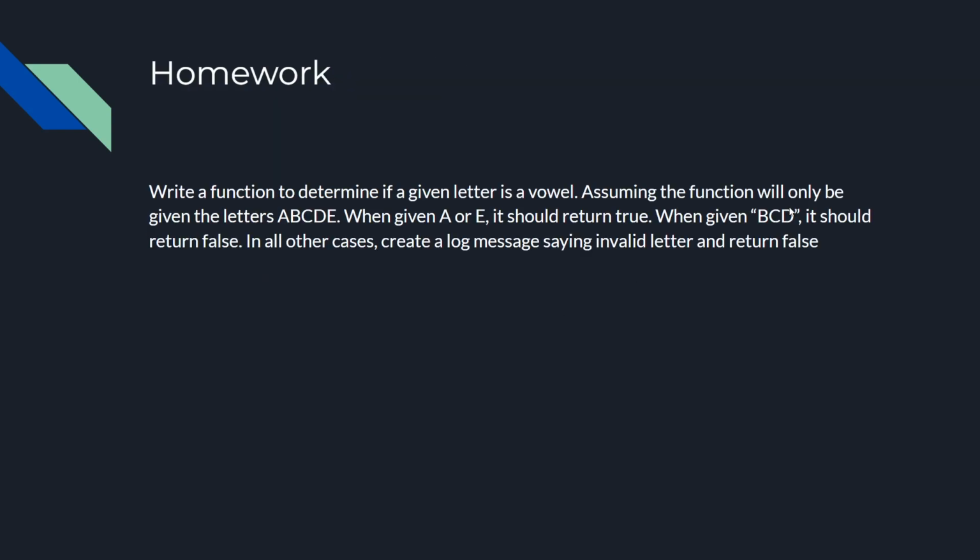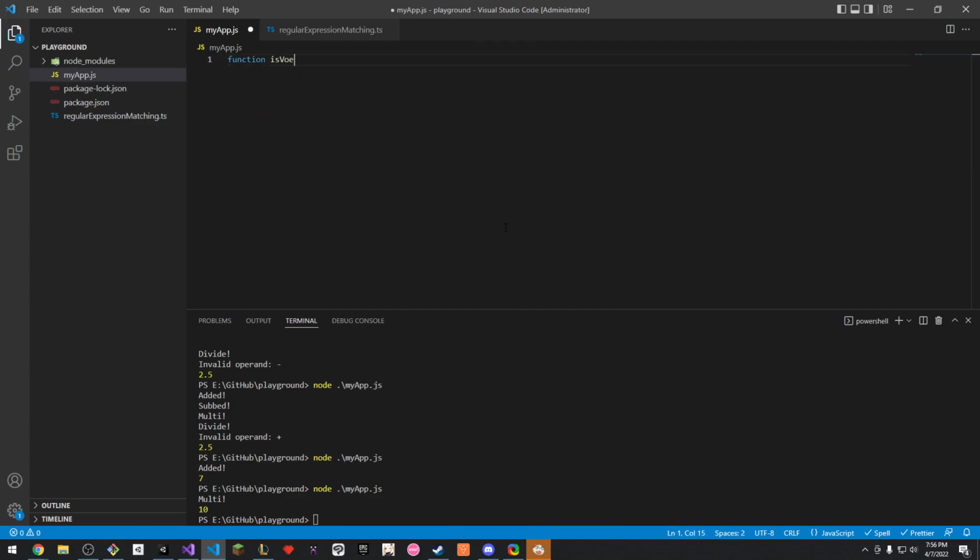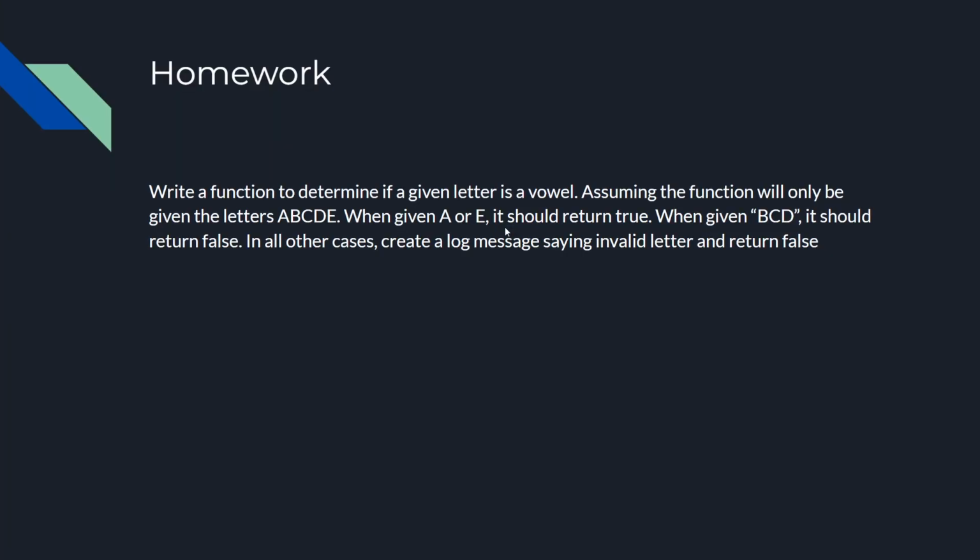Okay, cool. So homework. This one's a little bit more complicated. Let's write a function to determine if a given letter is a vowel. So your function will look like this: function isVowel, and you'll be given a letter. Within here, try to use a switch statement to determine if the given letter is a vowel.